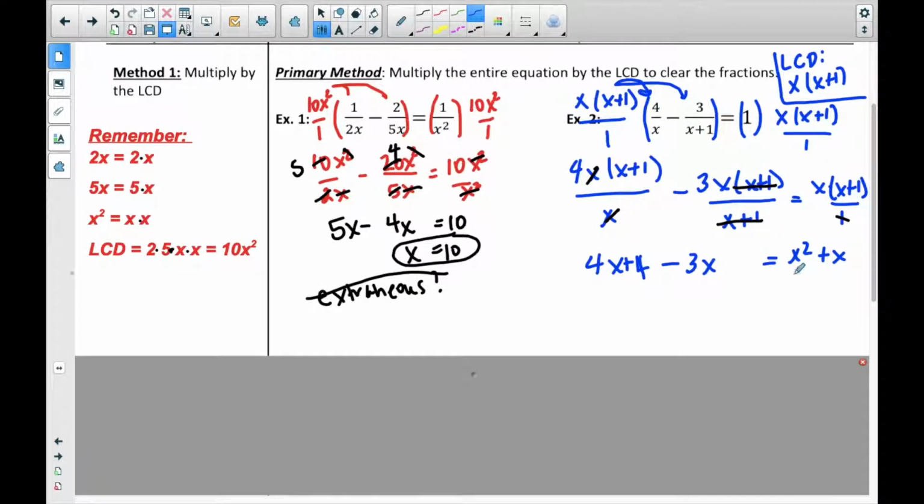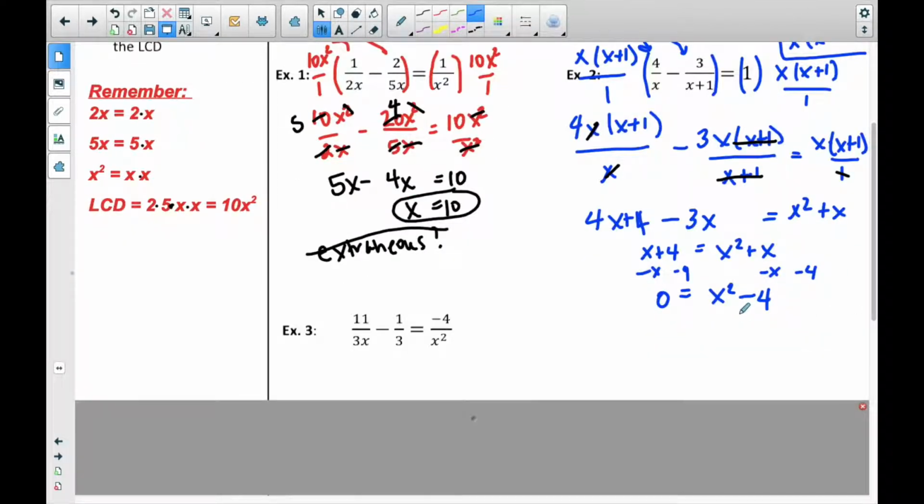Now, since it is a quadratic, I need to get it all onto one side and get it equal to 0. I'm going to simplify this side first. You could do it in any order, but I'm going to simplify this side first. So that's going to give me x plus 4 on the left and x squared plus x on the right. And now that I've simplified that, I'm going to get this equal to 0. So I'm going to subtract my x from both sides, and I'm going to subtract my 4 from both sides. And so what I have is a 0 on the left, and x squared, those two, x minus x is 0, drops off, and I have a minus 4.